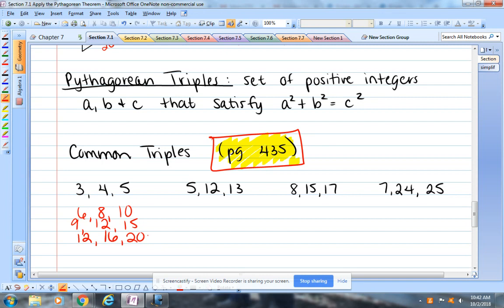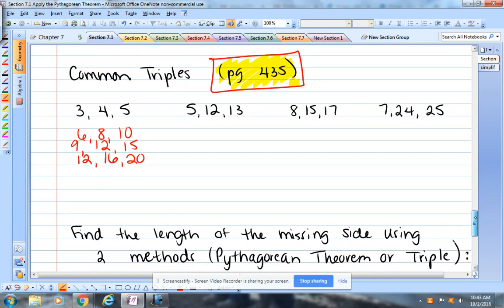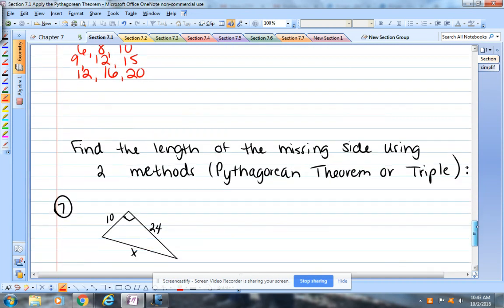They can actually help you solve problems really quickly by recognizing the triples. Obviously, the Pythagorean theorem always works, but if you can recognize that something is a triple, you can solve it really quickly. Page 435 has a good box of them, so that might be something worth taking a picture of and keeping. I should have put it on your handout, but I didn't. I apologize.